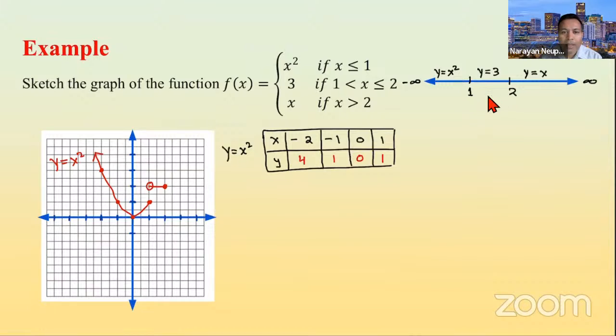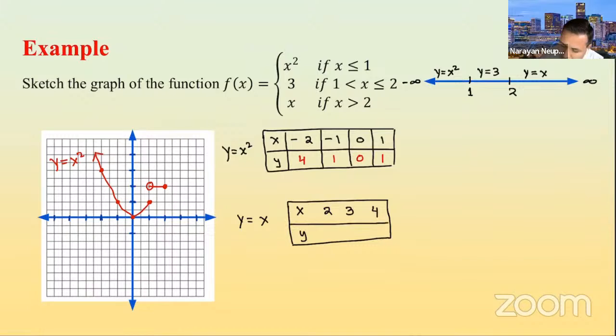So I don't need to make the table for the second piece, because it is always constant. But you can make the table for this one, for y equal to x. So let's make the table for y equal to x. And we are making the table for the values greater than 2. So you can start at x equal to 2, then you may go to 3, 4, and so on. And we find the y values.